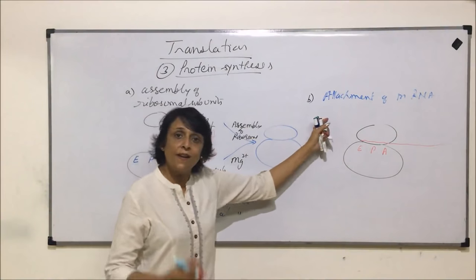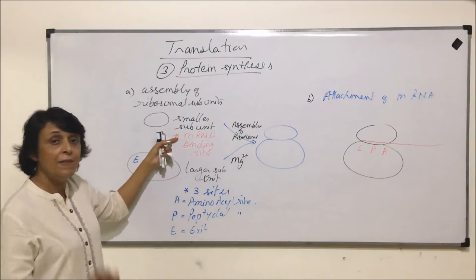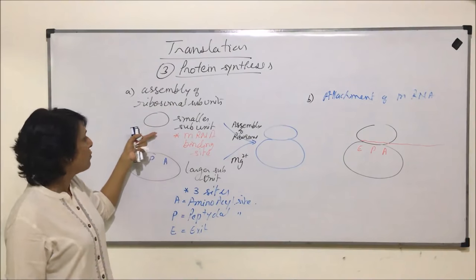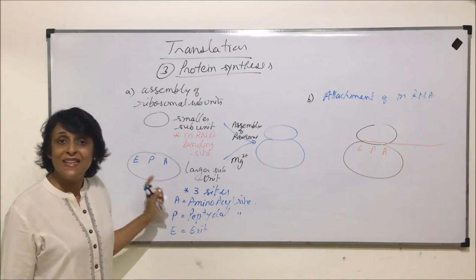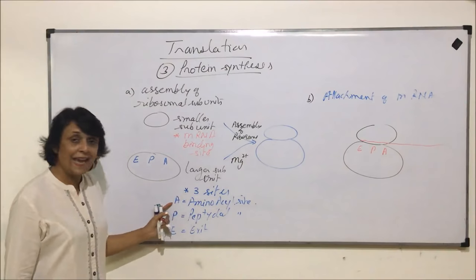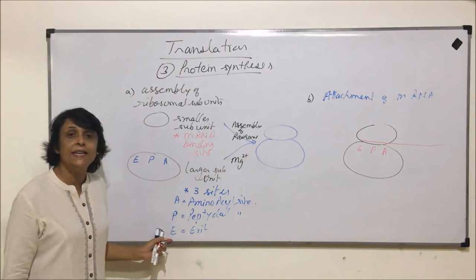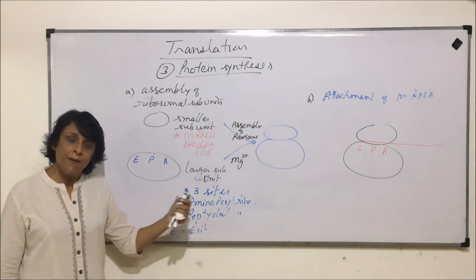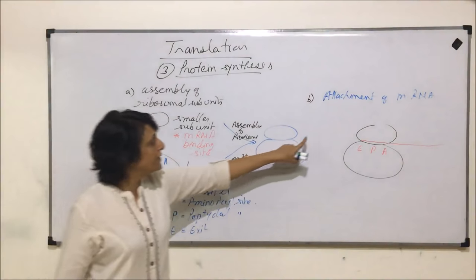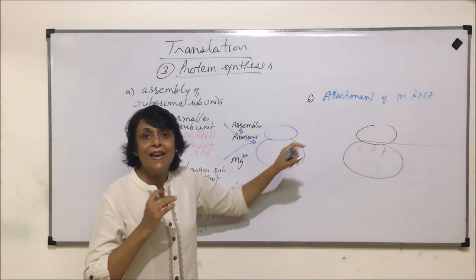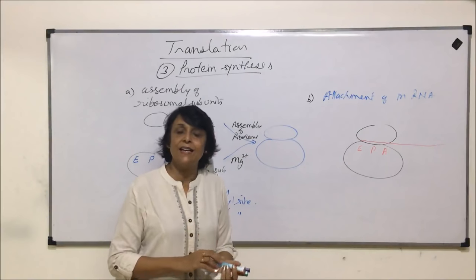So that is the third part in the protein synthesis. First, assembly of ribosomes, where we have seen what is on which subunit. The smaller subunit has the mRNA binding site. The larger subunit has these three sites. That is A, the aminoacyl site; P, where the peptide bond formation takes place; and E, the exit site from where this tRNA is going to escape or leave. After that, the mRNA comes and binds, and now the tRNA is going to bring the amino acid. That is step number 2.